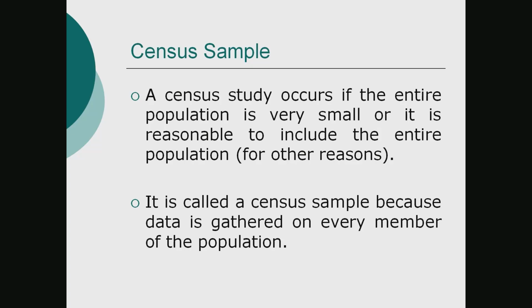On the other hand, in sample survey, only a part of the population is studied, so the information gathered should be more representative. There are two possible ways to ensure the selected sample is representative: probability sampling and non-probability sampling methods. Also, it is called a census sample because data is gathered on every member of the population.